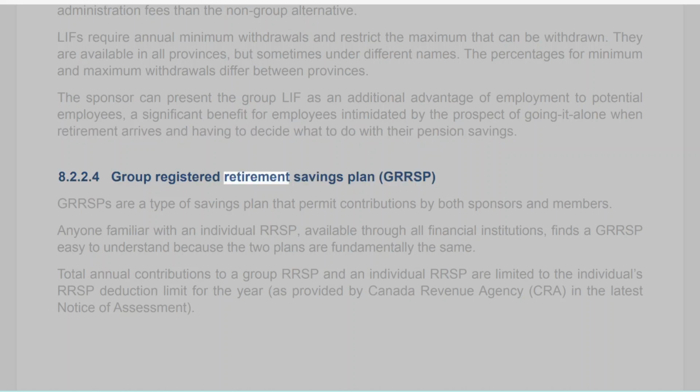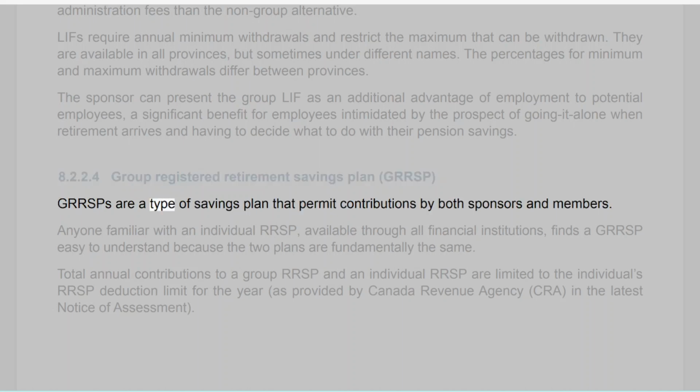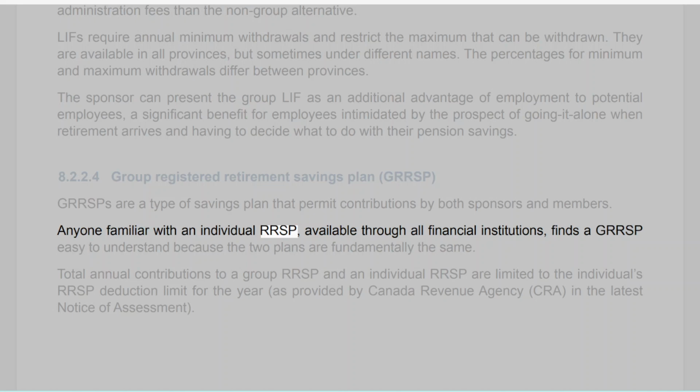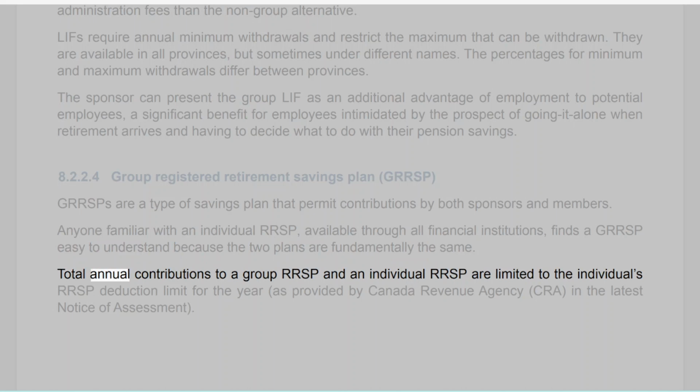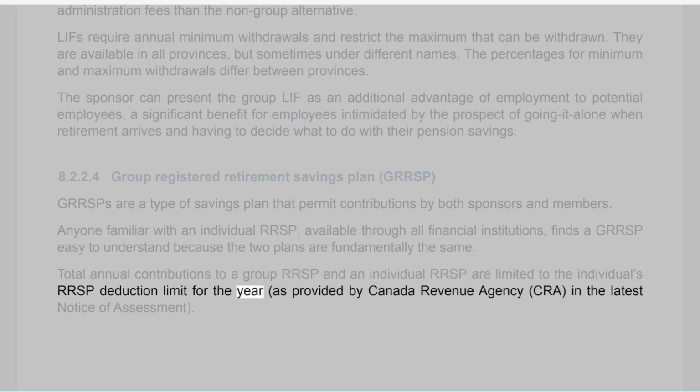8.2.2.4 Group Registered Retirement Savings Plan, GRRSP. GRRSPs are a type of savings plan that permit contributions by both sponsors and members. Anyone familiar with an individual RRSP, available through all financial institutions, finds a GRRSP easy to understand because the two plans are fundamentally the same. Total annual contributions to a group RRSP and an individual RRSP are limited to the individual's RRSP deduction limit for the year, as provided by Canada Revenue Agency, CRA, in the latest Notice of Assessment.